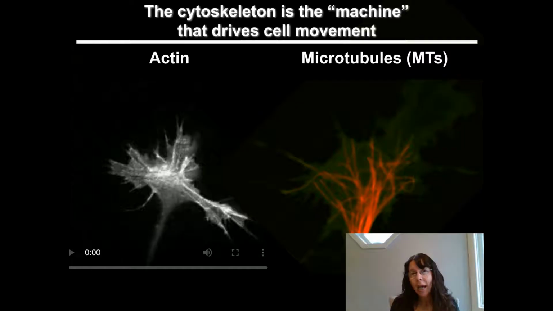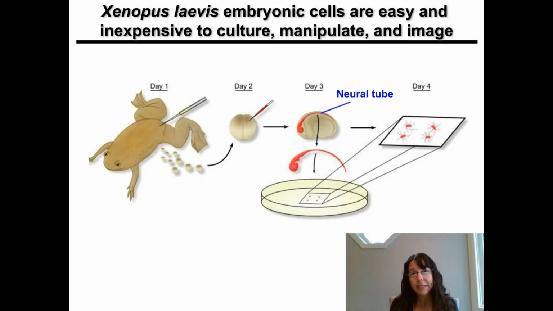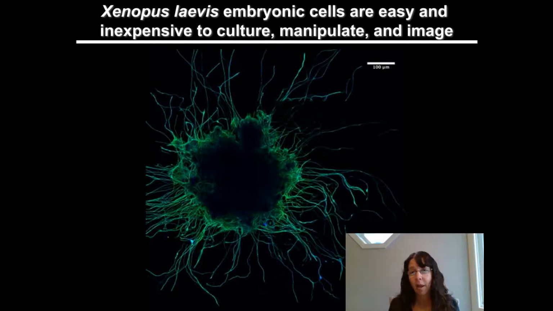Now, my lab focuses on how this machine is controlled, which is a long-standing question in the growth cone cytoskeletal field. And what my lab uses is the model system Xenopus laevis to tackle this question. With this system, we can easily inject constructs for gene manipulation into the early embryos. The next day, we can dissect out the neural tubes, culture them on cover slips, and then the following day, axons have grown out. Here you can see the axons emanating from a neural tube explant.